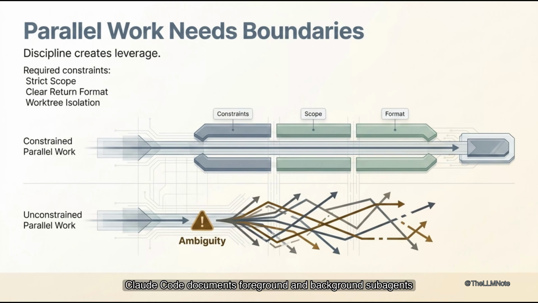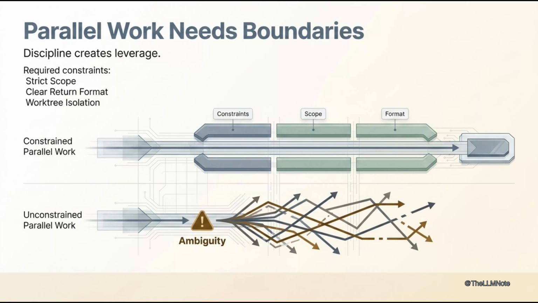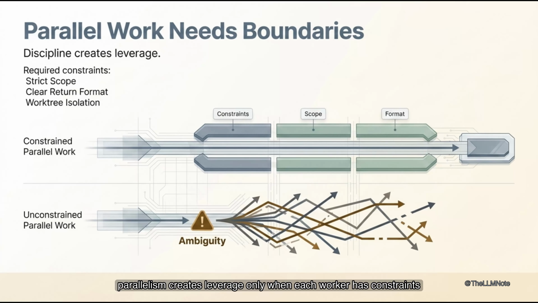Claude Code documents foreground and background subagents, high volume isolation, parallel research, chaining, nested subagents, and worktree isolation. The lesson is discipline. Parallelism creates leverage only when each worker has constraints, scope, and a clear return format. Without boundaries, more agents only multiply ambiguity.